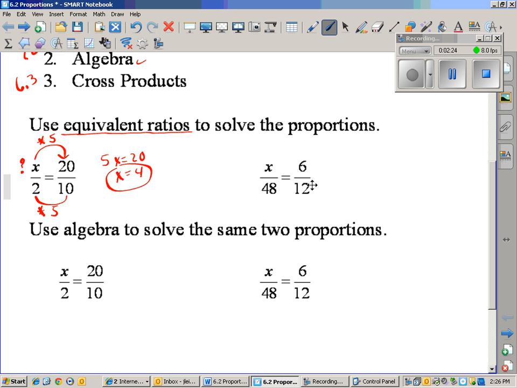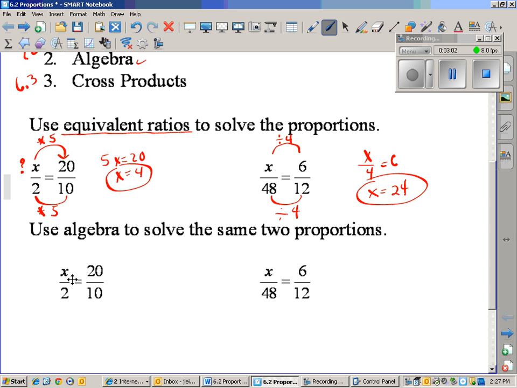Let's look at another one over here using equivalent ratios. We're looking at 48 in one denominator and 12 in the other denominator. How can I go from 48 to 12? Well, I can divide by 4. But if I do it to the two denominators, I have to do the equivalent operation to the numerators. So what can I divide by 4 and get 6? And of course, our x has to be 24. So this is using equivalent ratios to solve these two proportions.